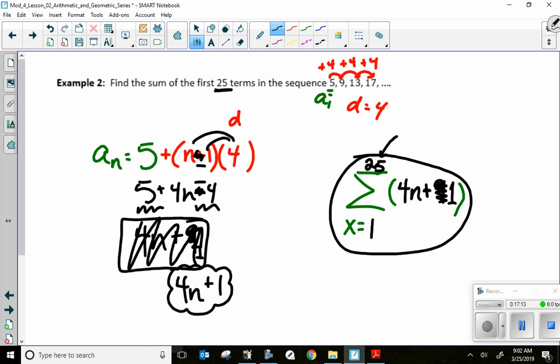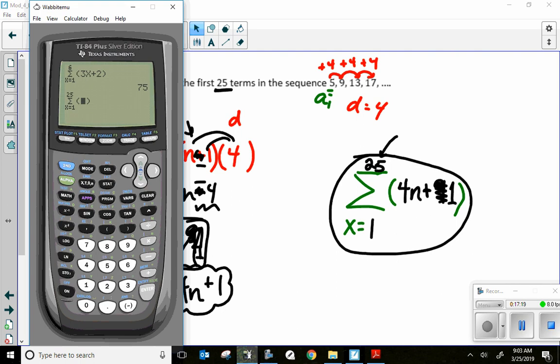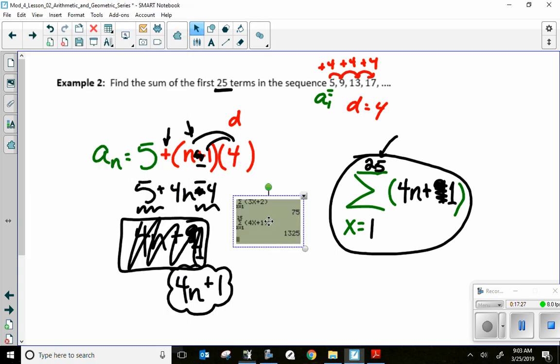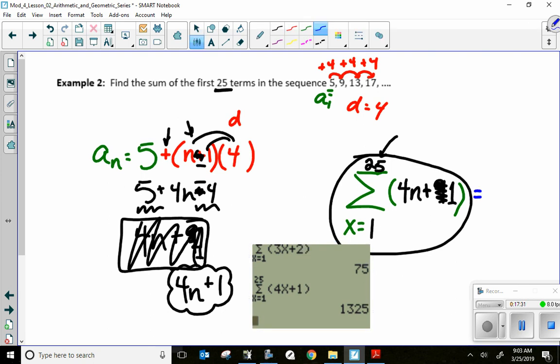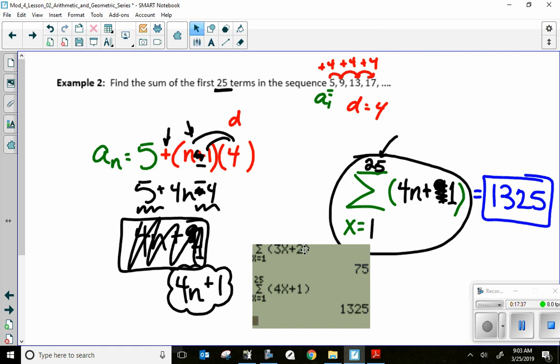I'm like, there's too many pluses. What the heck's going on? Plus and plus, and my mind wouldn't go. So I'm going to 4x, and it's plus 1. Okay, and when I hit enter, I get 1,325, and that's exactly what I should get. That equals 1,325. Bam.